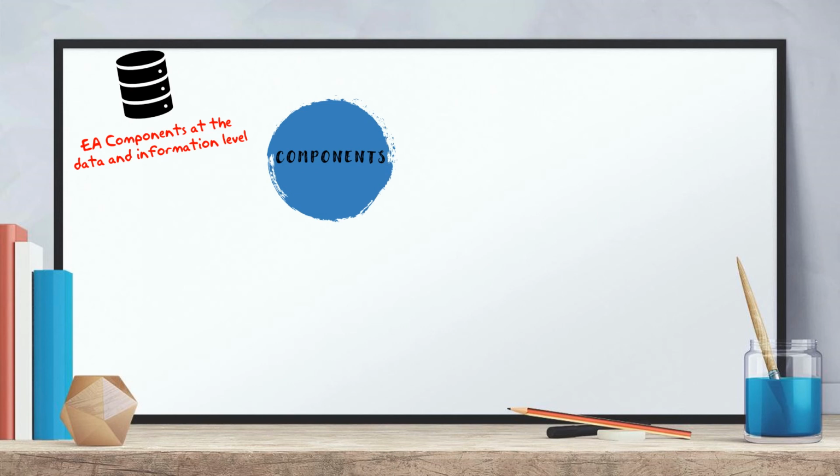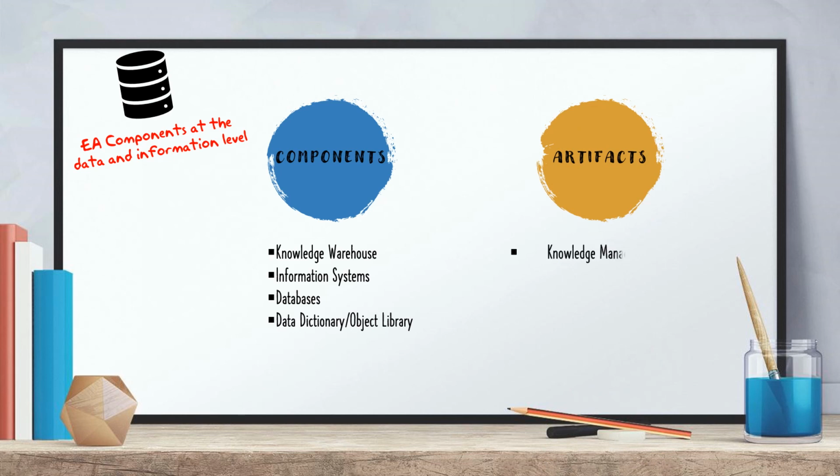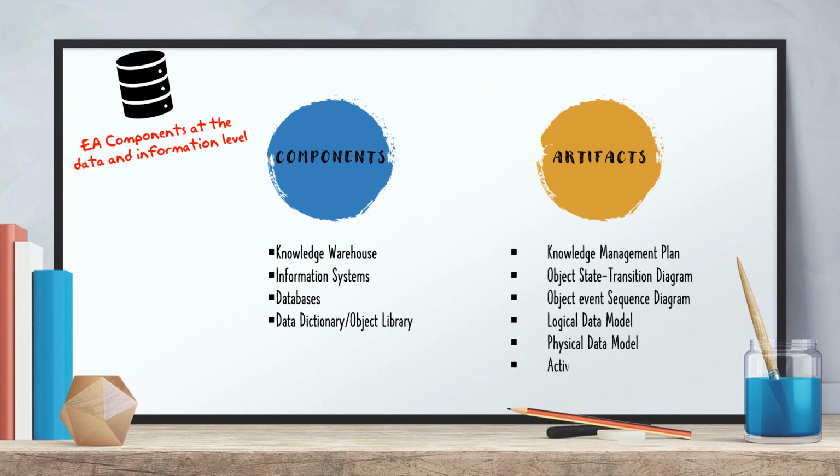So we have looked into the components, which are knowledge warehouse, information systems, databases, and data dictionary or object library. While EA artifacts at the data and information level would be the knowledge management plan, the object state transition diagram, object event sequence diagram, logical data model, physical data model, and activity or entity CRUD matrix. So these artifacts are basically explaining the components that we have at the data and information level.